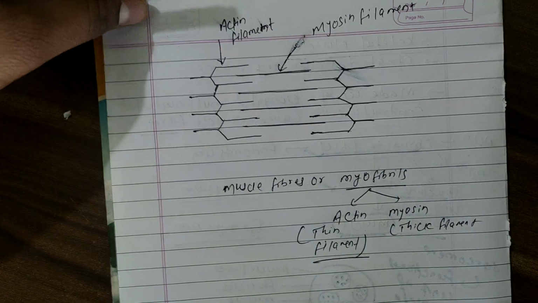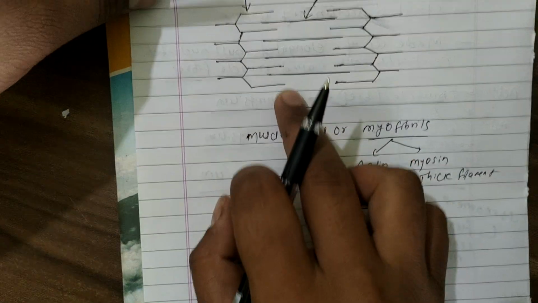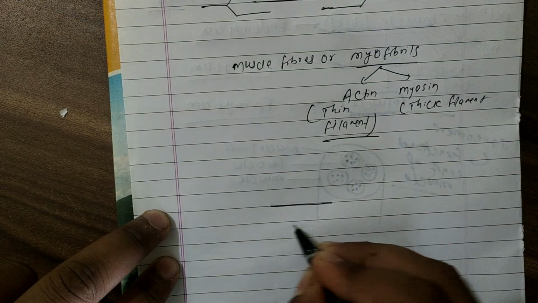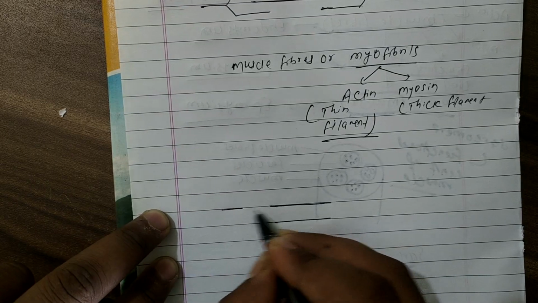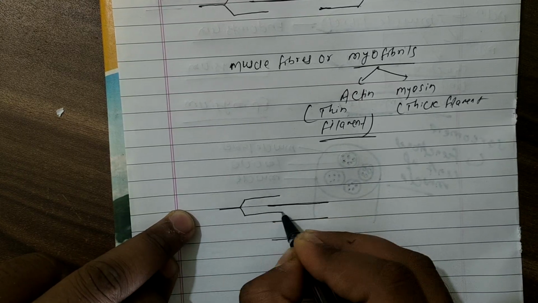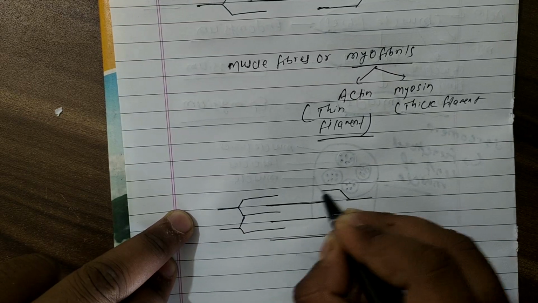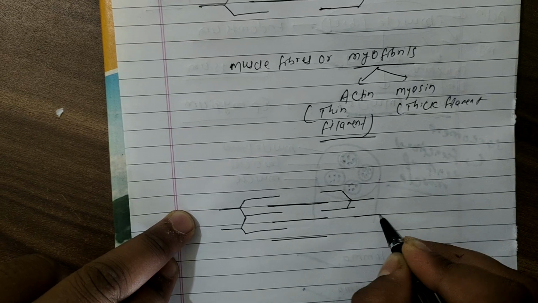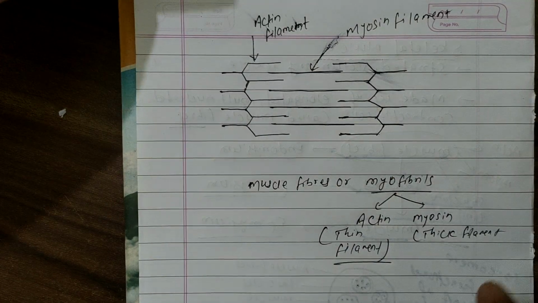Now let's discuss the ultrastructure of the muscle fibers. Let's learn about the drawing. See, draw one straight line, and after that draw a straight line in the same line, and draw like this. If you practice, you can draw like this. In this way you can draw these ultrastructures.